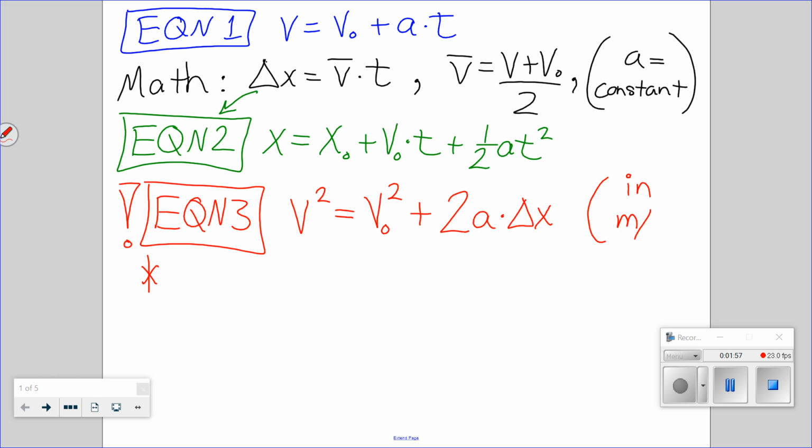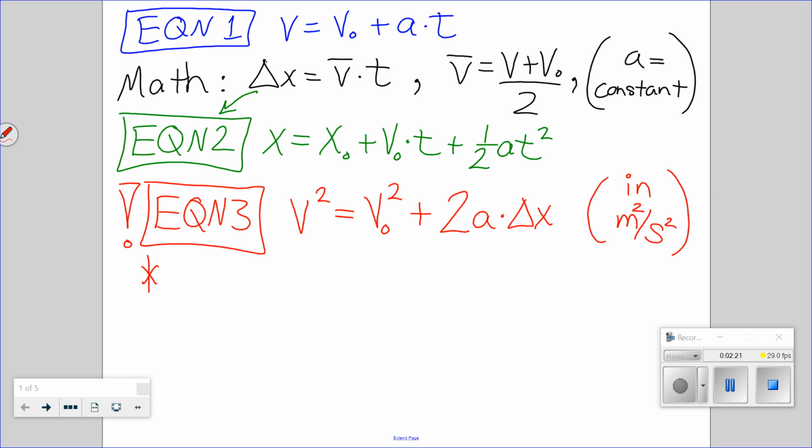First of all, it should kind of make sense because every single term is in meters squared over second squared. If I just square velocity or speed, I get meters squared over second squared. Acceleration times displacement is also meters squared over second squared. So it actually makes sense that I could add and subtract these things and set them equal to each other. The units work.